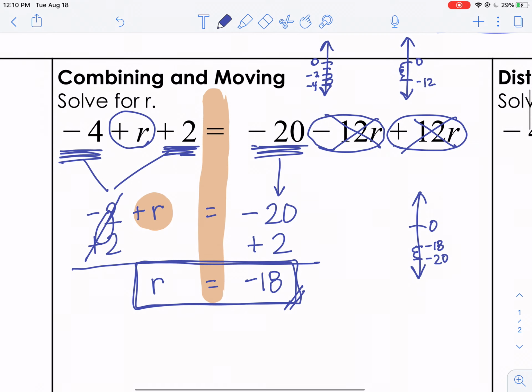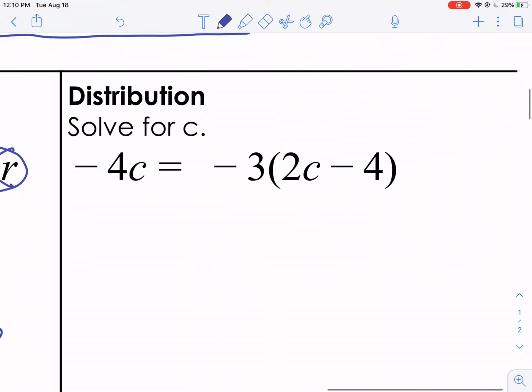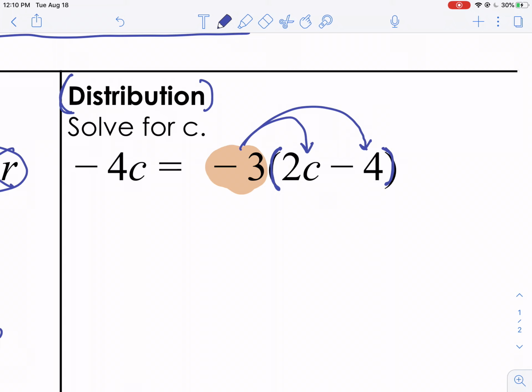All right, we'll do our third example here, which is with distribution. Go ahead and take a moment, pause the video to write this down. Okay, when I say distribution, I'm often thinking of parentheses. So I see that there are parentheses in this problem, and there's a number on the outside. That number is going to be distributed into every term that is inside the parentheses.